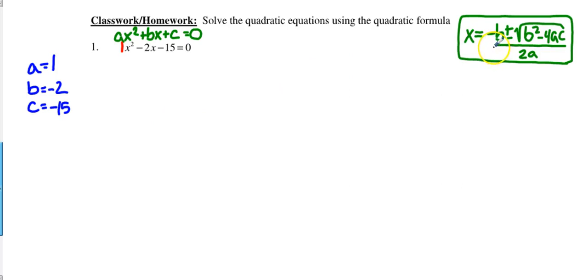So let's use this model. We're going to follow it exactly. x equals negative b. So that's going to be negative, and I'm plugging in negative 2, plus or minus the square root of b squared. b is negative 2, so negative 2 squared minus 4. So far we've done negative b plus or minus, and now I'm working underneath the radical: b squared minus 4ac. So minus 4 times 1, because a is 1, and then I'm going to multiply by c, which is negative 15.